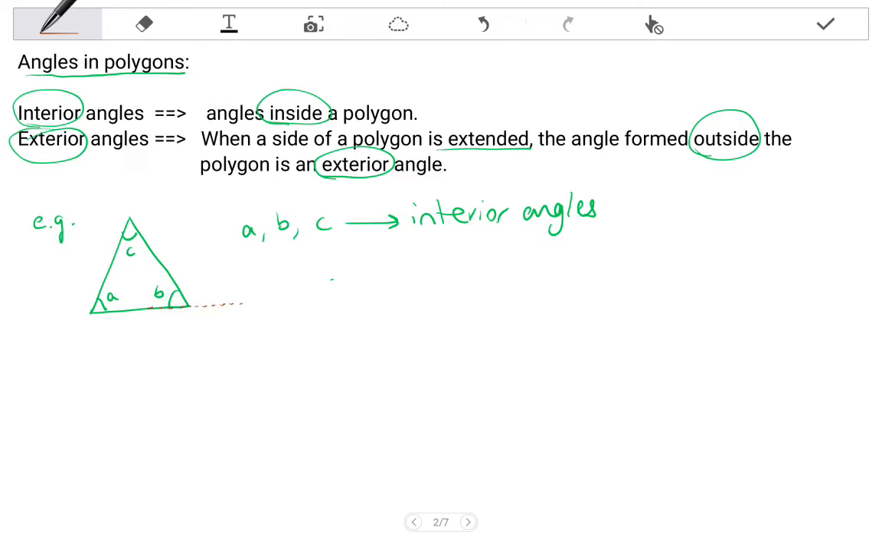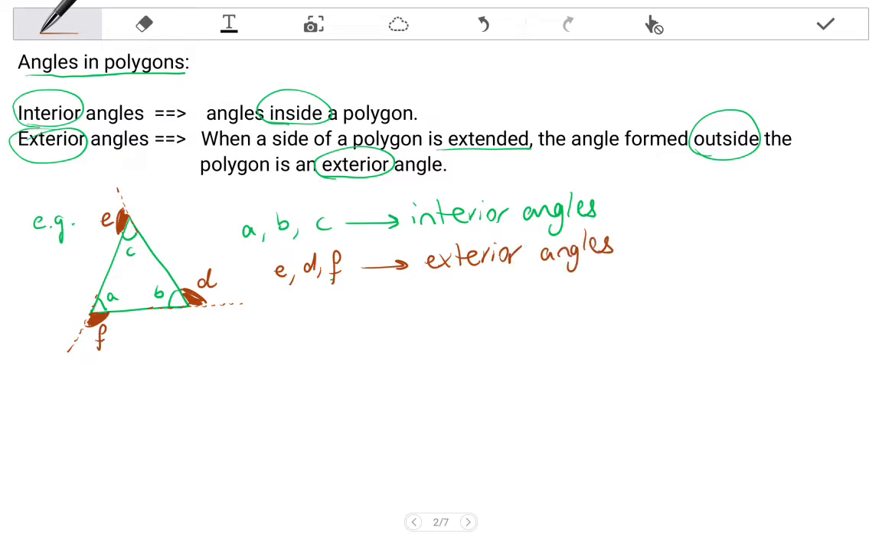I extend this side in that way. So next to the angle B, there is an exterior angle. Let's say this is D. I extend this side of the triangle and I have an exterior angle next to the angle C. Let's say this is E, and I extend the other side and there is an exterior angle here next to A, and I call it F. So E, D, and F are called exterior angles.